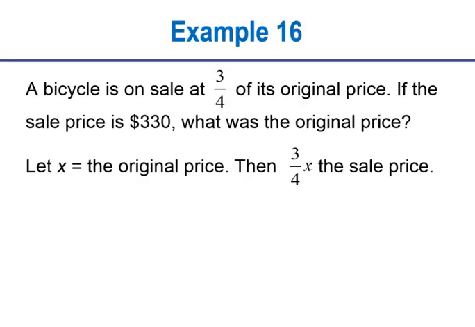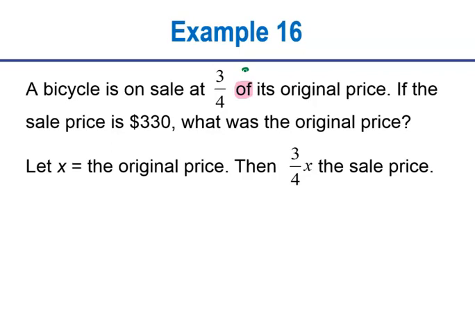So we have a bicycle is on sale at 3/4 of its original price. Now this is not how much off it is. This is 3/4 of its original price. Remember I said when you have a fraction and then you have the word of, that typically means multiply. Okay, I'd be hard pressed to make up an example where it didn't. So 3/4 of its original price. If the sale price is $330, what was the original price?